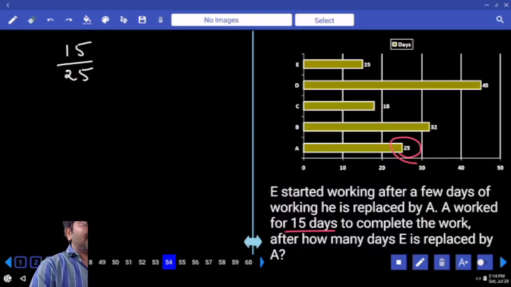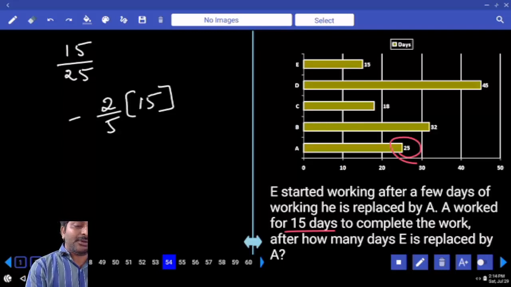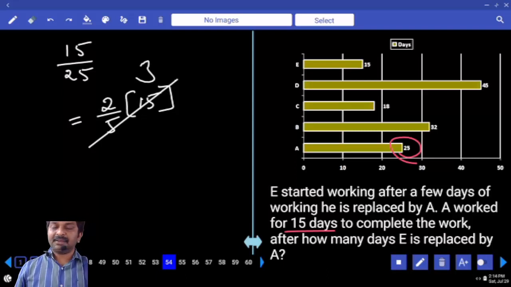How much is that? If 3/5 is done by A, how much is remaining? 2/5 is done by E. So 2/5 of the work can be done by E in how many days? E can complete the total work in how many days? Then 2/5 can be done in 2/5 into 15 only. 5, 3 times. Answer. Right.